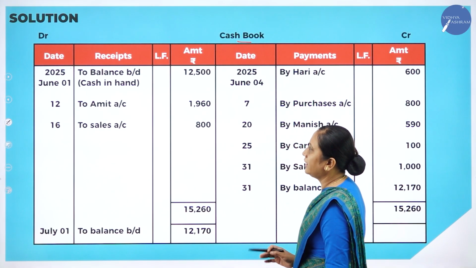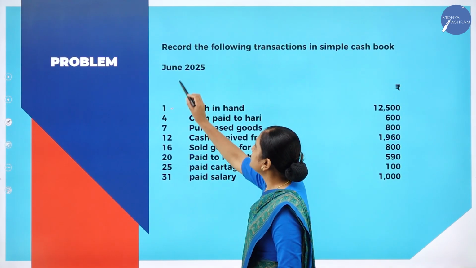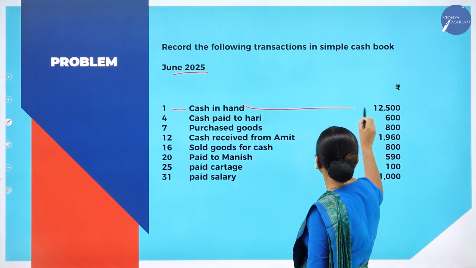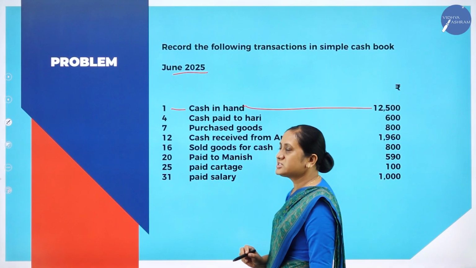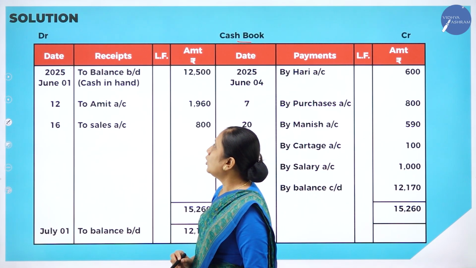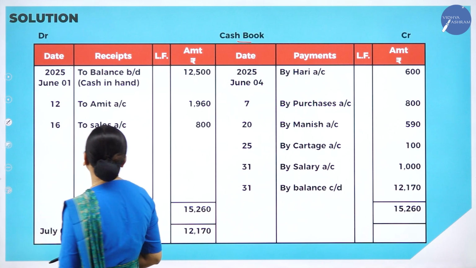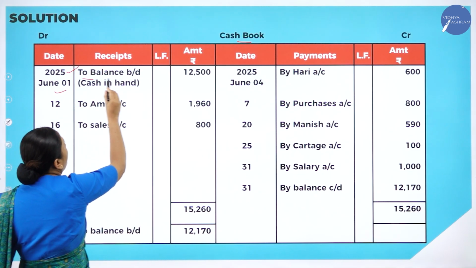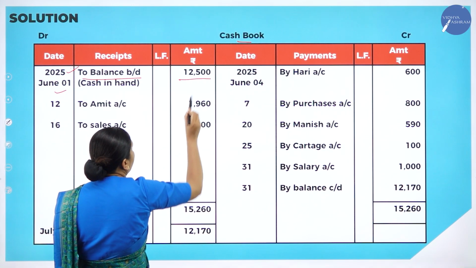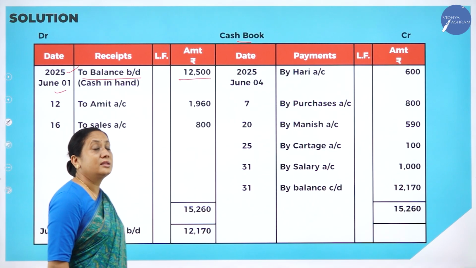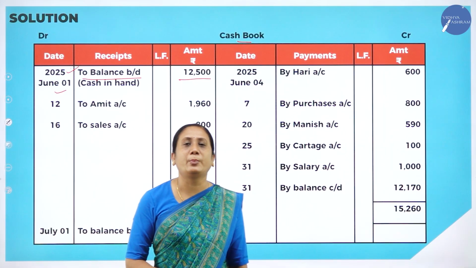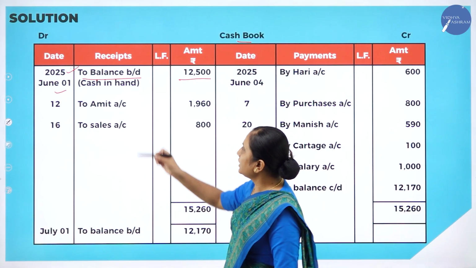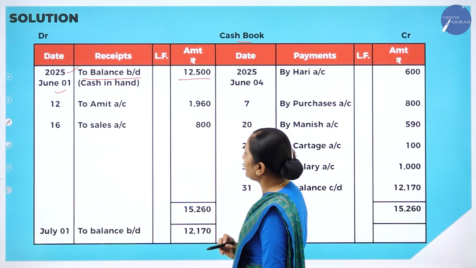Now we will enter. See here. 1. Which month? June 2025. 1. Cash in hand 12,500. Cash in hand means what? That is the opening balance. That is the available balance. So we will write here 2025 June 1, to balance brought down. What is the available balance? 12,500. This amount is the opening balance or previous month's balance brought down. Okay, so to balance brought down 12,500.